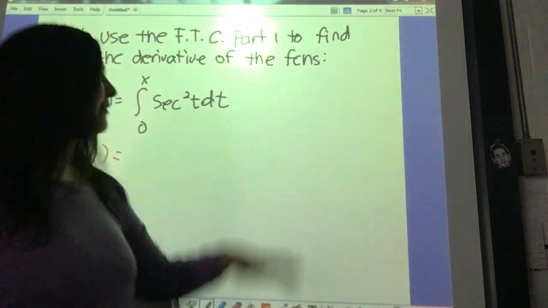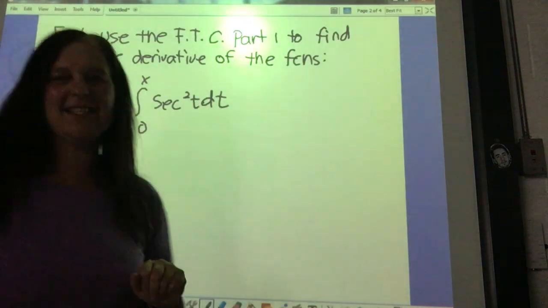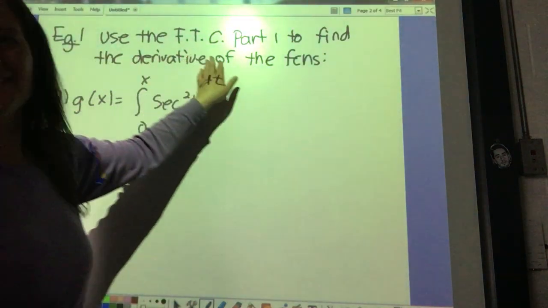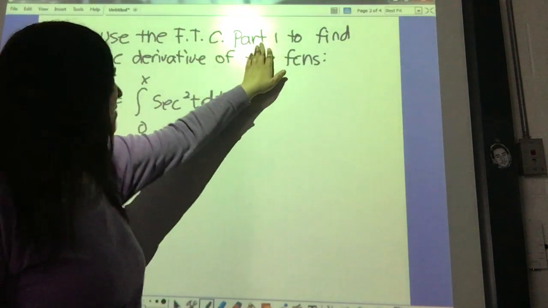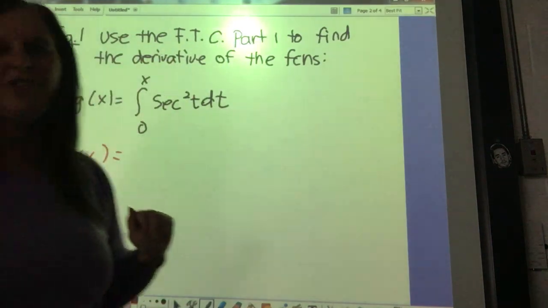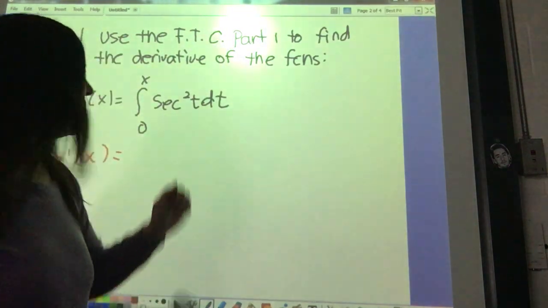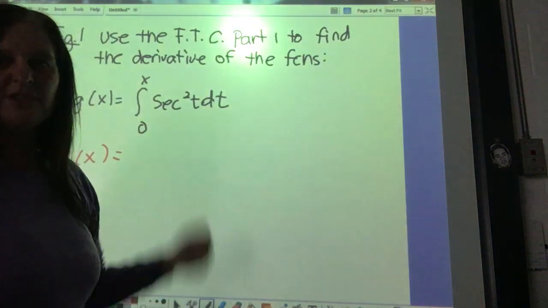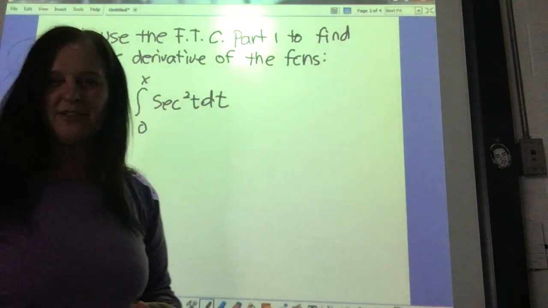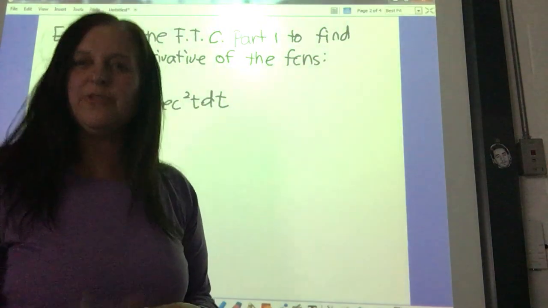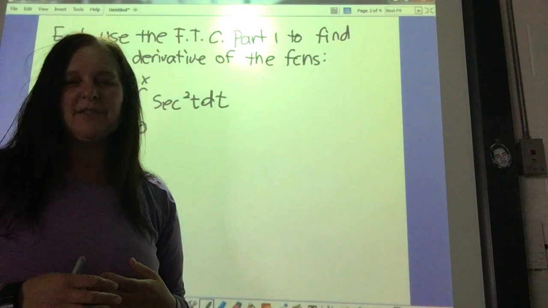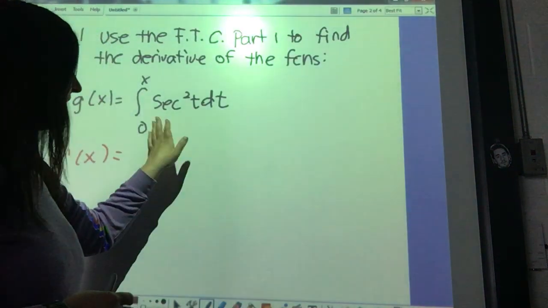So just make sure you're reading your question carefully and realizing, is it part 1 or part 2 that we're working with? So this one's easy. They say use the fundamental theorem of calculus part 1 to find the derivative of the functions. So again, if you watch that video, we're finding the derivative of an integral. So for fundamental theorem of calculus part 2, we actually are integrating. You use your antiderivative rules, you integrate, and then you replace the upper and lower limits and subtract the 2. But here we're not actually integrating at all.